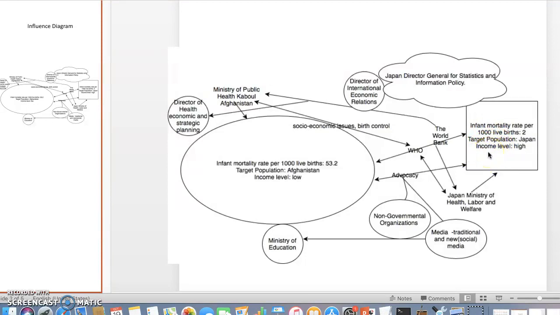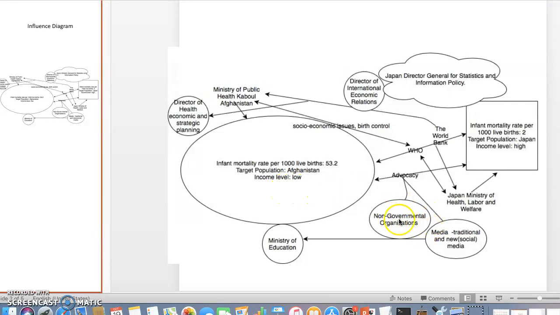Japan's significant reduction to mortality rate of 2 per thousand live birth. And also we have advocacy groups that are involved as stakeholders, and these people essentially help at this point, because we're not really looking at the mortality rates of Afghanistan and just comparing it to Japan, but in this influence diagram, we are also looking at ways to help reduce the mortality rates in Afghanistan.